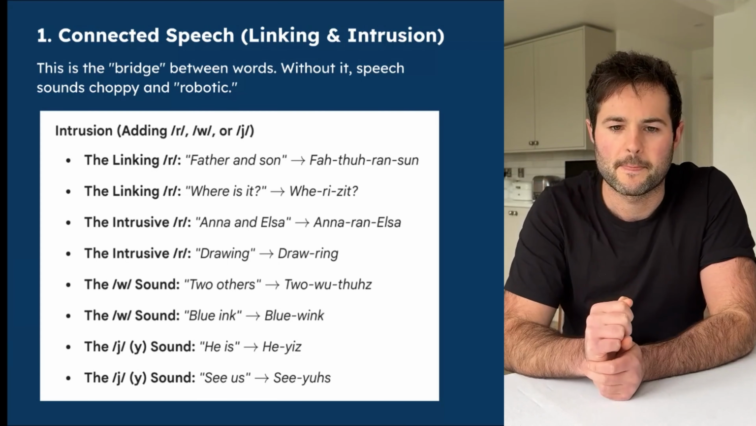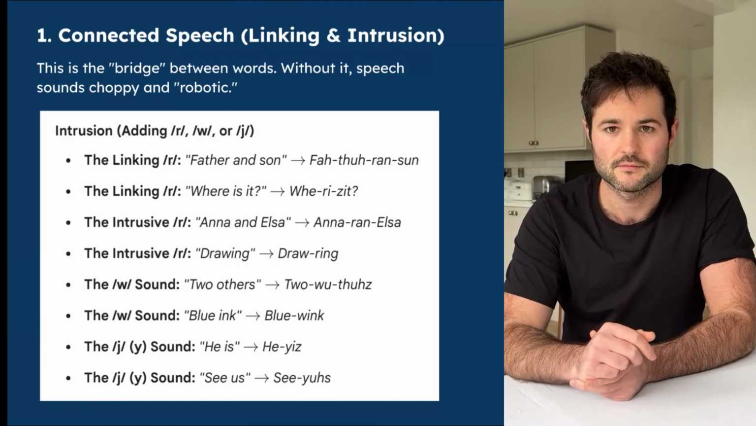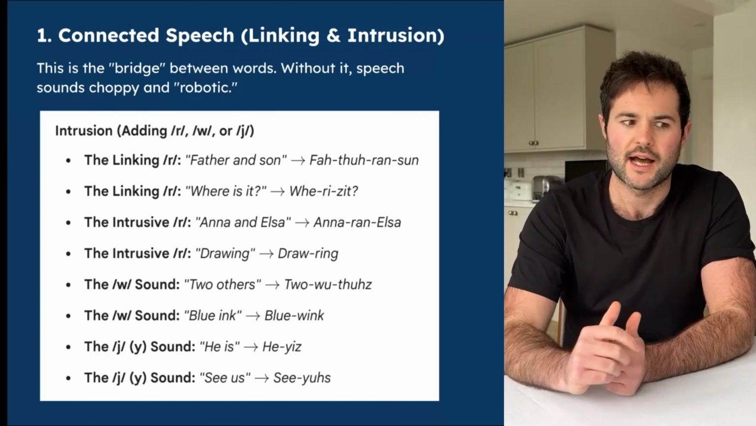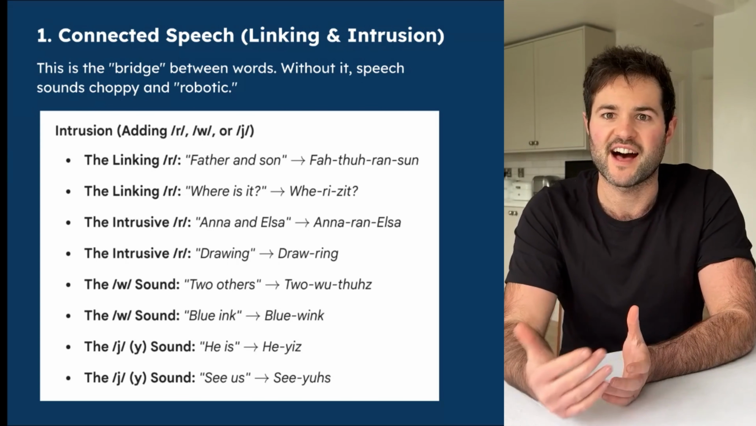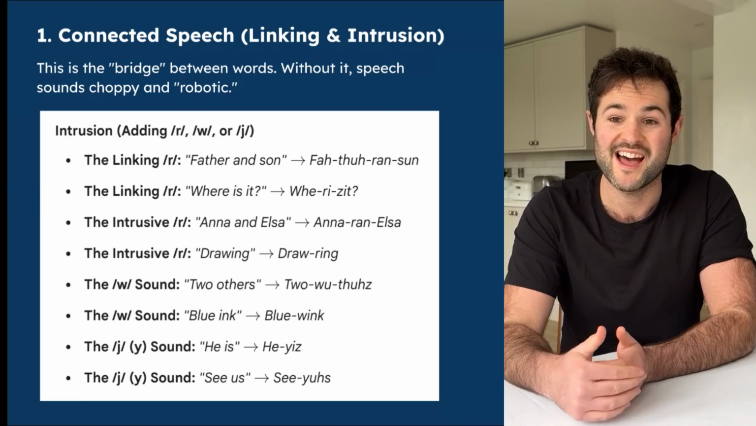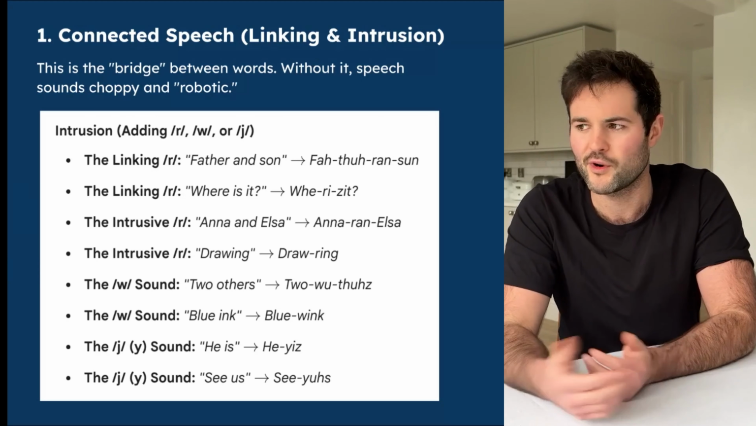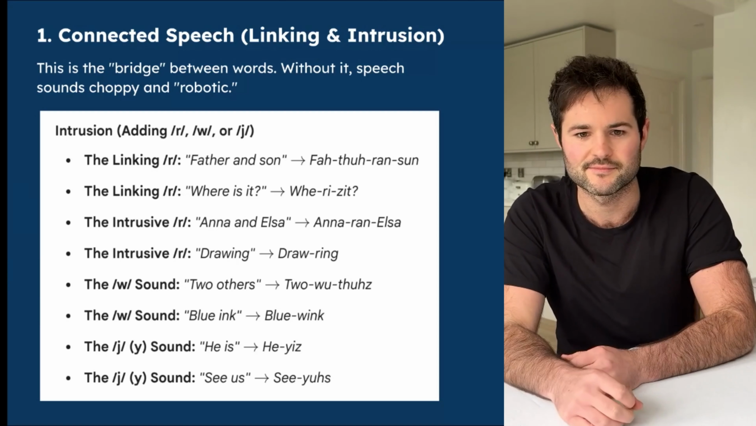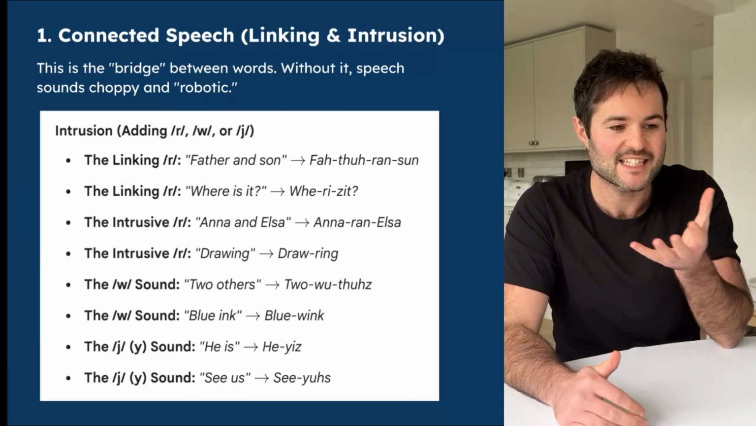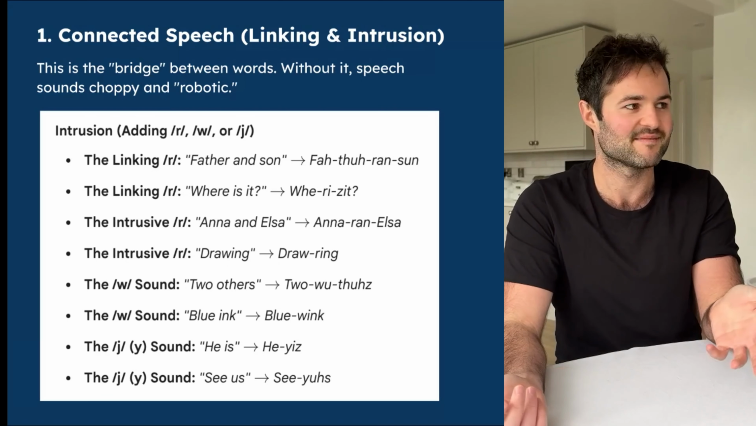Another example. With the question, where is it? Out of nowhere, we have another R. And it becomes, where-r-is it? It just flows nicer. It links better when we add this R. Where is it?